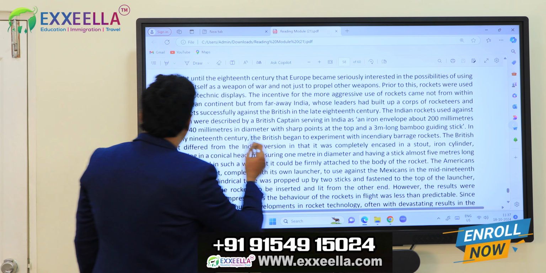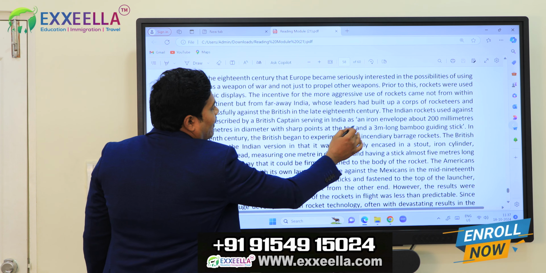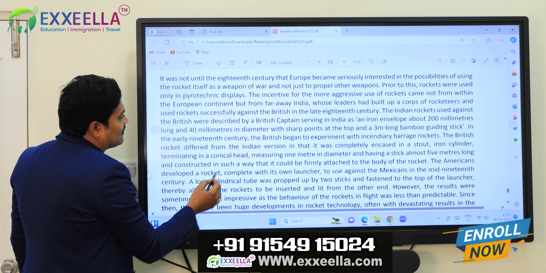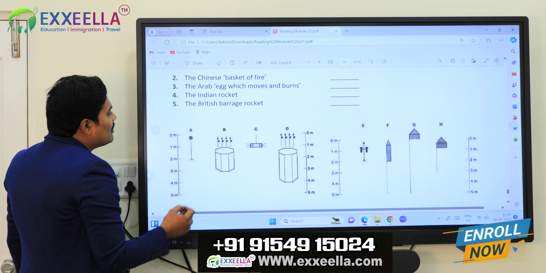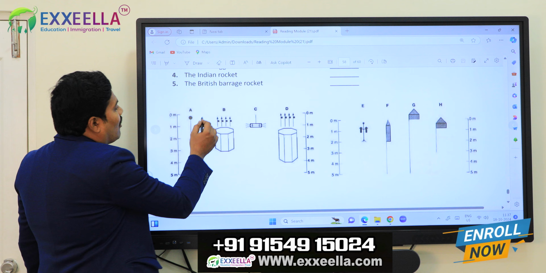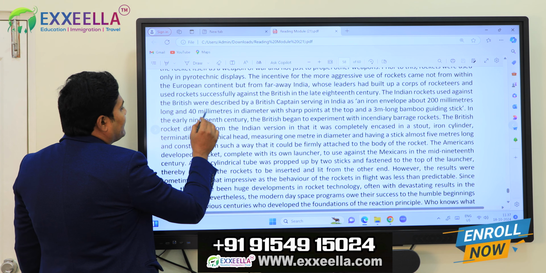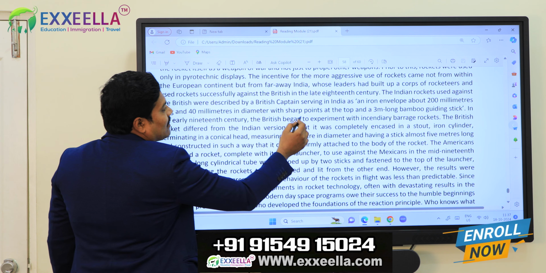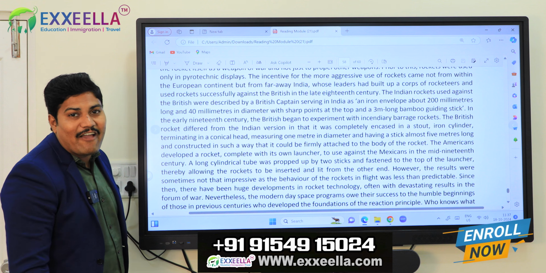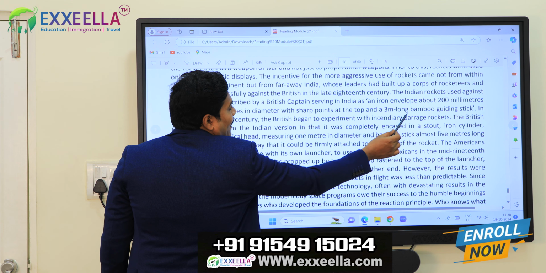The Indian rockets used against the British were described by a British captain serving in India as an iron envelope about 200 millimeters long and 40 millimeters in diameter. We don't have millimeters information in this particular scale here. Now let's go to the next sentence. After 40 millimeters in diameter, with sharp points at the top and a 3 meter long bamboo guiding stick. So it is clearly showing that it has a 3 meter long bamboo guiding stick.